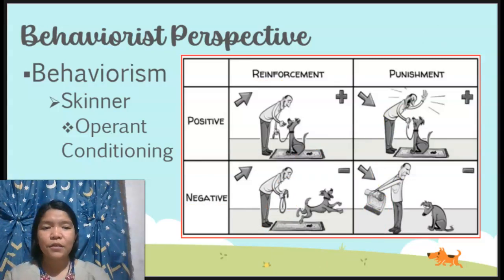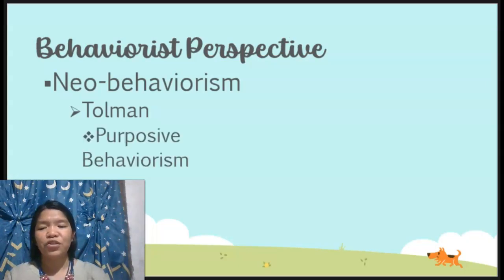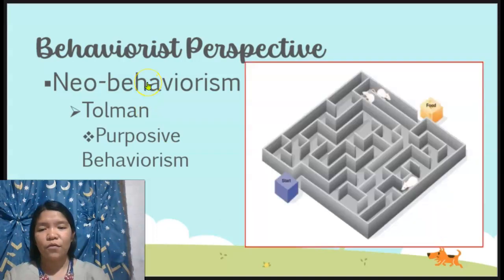Next, we talk about NeoBehaviorism. First, we have that of Tolman, which is purposive behaviorism. What is purposive behaviorism? Tolman believed that learning is a cognitive process and that it is always purposive and goal-directed.